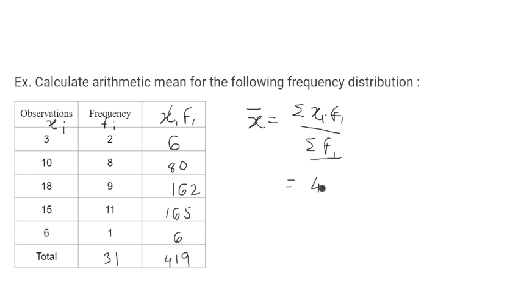So let's make a division. 419 divided by 31. So we got the answer, that is 13.516129. So this is the arithmetic mean for this discrete type of frequency distribution.